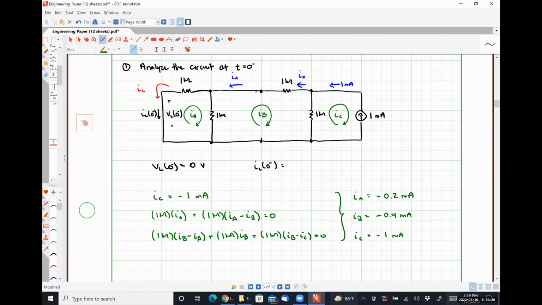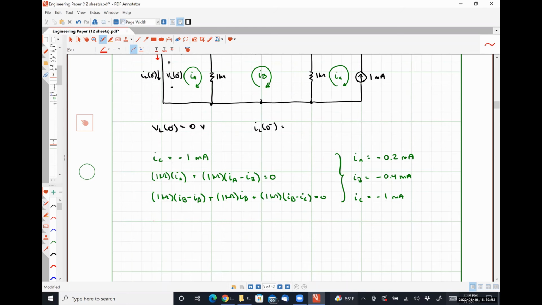If we know that these are our mesh currents, what should IL be related to these mesh currents? Negative IA, exactly right. So IL at 0 minus is negative IA, which will be positive 0.2 milliamps. All right.